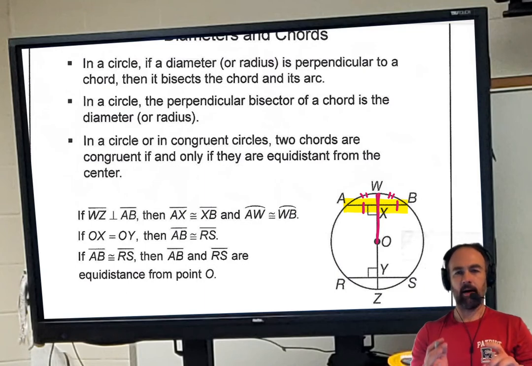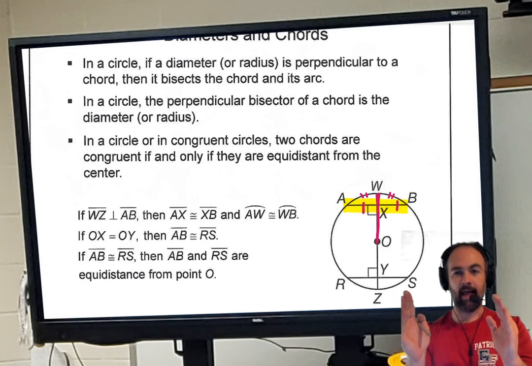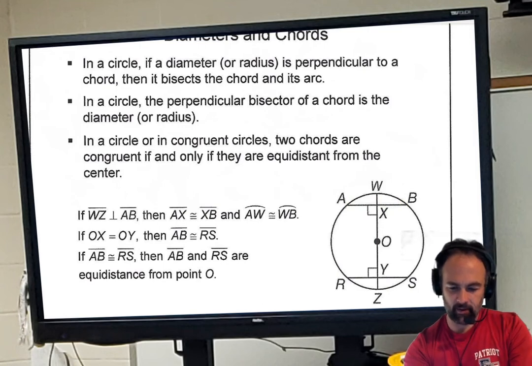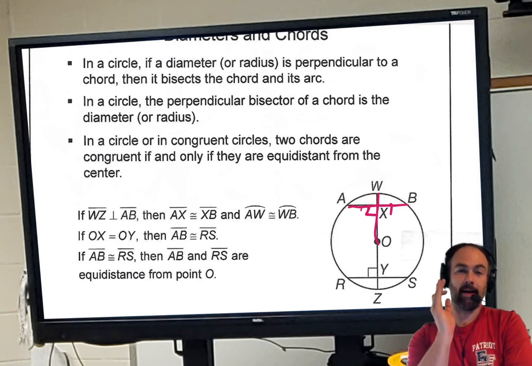Okay, now the exact opposite of that applies as well. If I have a chord, it has a perpendicular bisector. So if I've got a chord and then I've got a perpendicular bisector, then I know that thing WO is a radius or diameter. It will go exactly through the center of the circle.